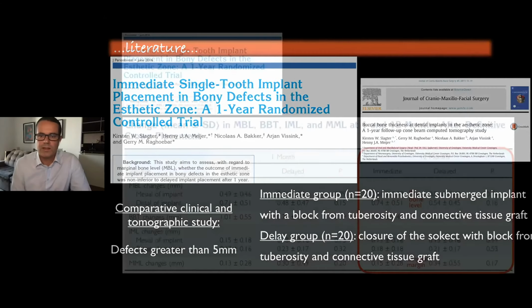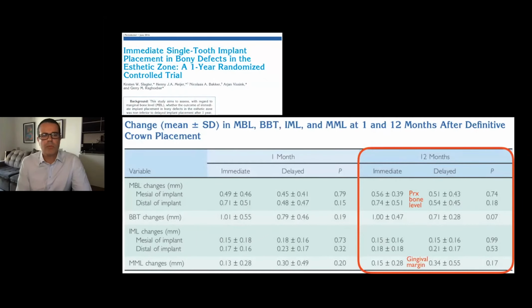In summary, what they found in the 1-year report was that there were no significant differences in various parameters in regards to tissue level and bone at the buccal aspect. For instance, here I chose to pick up a little bit of the data, and changes with the proximal bone level were very similar in the immediate and in the delayed group, and very similar in regards to the stabilization of the gingival margin without significant differences between the two approaches.